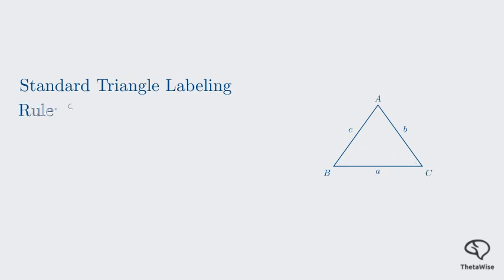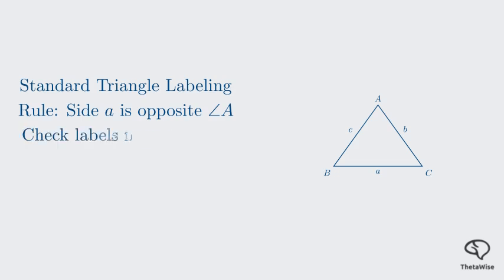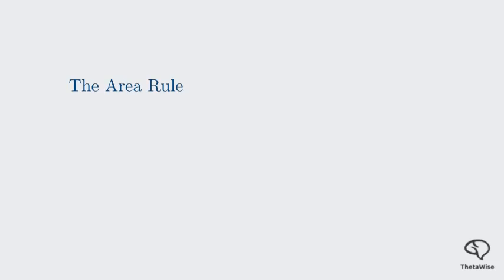Most students find it easiest to work with these rules when the triangle is labeled this way. Whenever you see a triangle in your exam, the first thing you should do is check if the labels follow this pattern. First, let's explore the area rule.